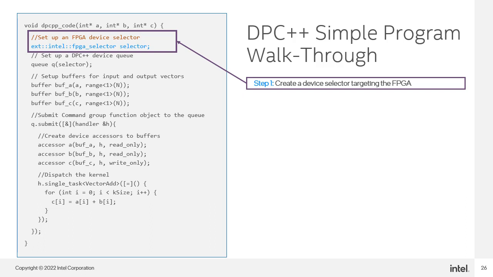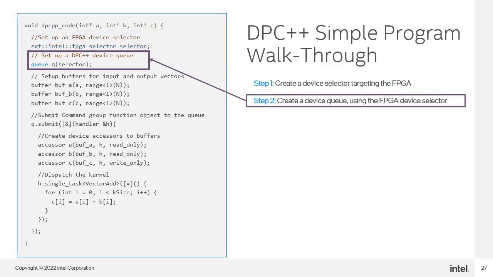To do so, we use the construct ext::intel::fpga_selector, all in lowercase letters. By doing so, we have successfully set up an FPGA device selector and let the runtime know that we want to use the FPGA accelerator.